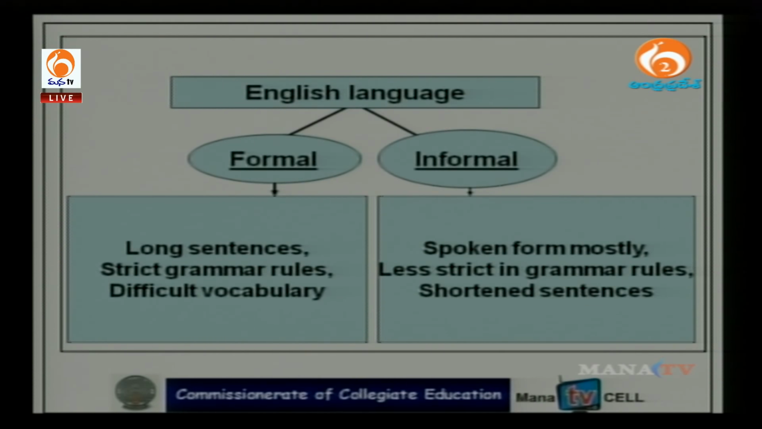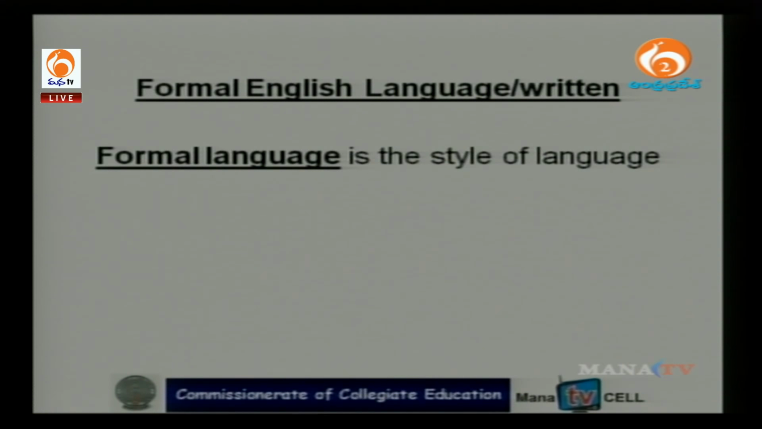Now, look at this. Formal language generally contains long sentences, strict grammar rules and difficult vocabulary, which you find in written or formal language, whereas informal or spoken language is mostly less strict in grammar rules, and shortened sentences or abbreviations will be used in informal language.